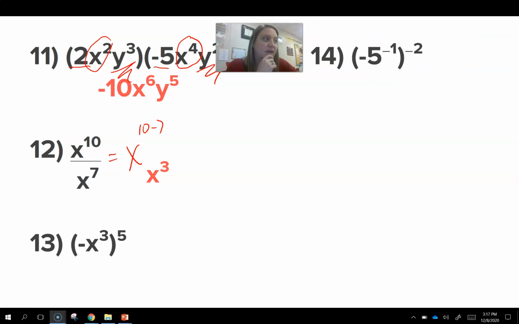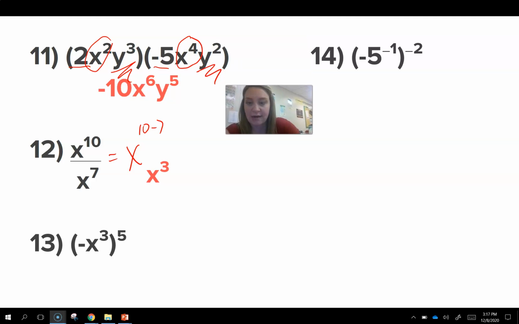Number 14, okay, we got negatives going on. Oh, what am I doing? I skipped 13. Let's go back down here. 13, okay, negative x to the power of 3 also being raised to the power of 5. Now that negative x, that doesn't mean anything. Don't get thrown off. I still have a power raised to a power. So I'm going to multiply those together. I get negative x is still there. That's still the base. But now my exponent is 15.